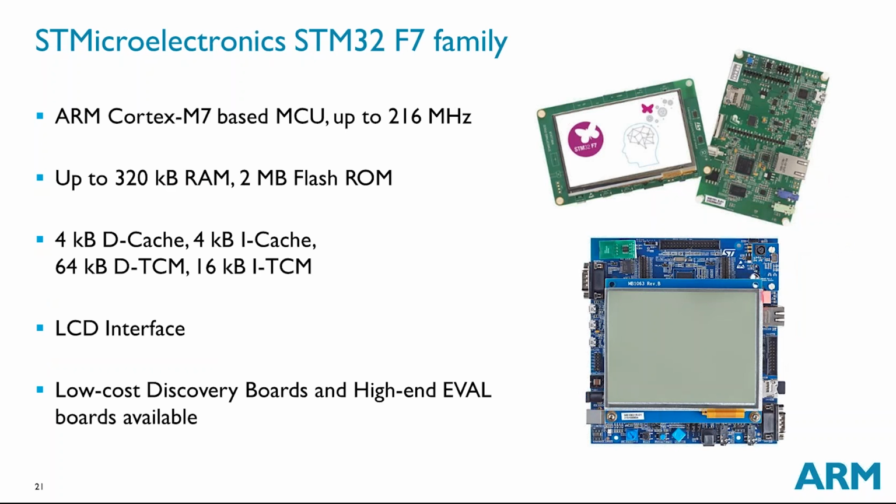I now want to show you the ARM Cortex-M7 MCUs that are currently available on the market. The first one is the STM32 F7 family, which is pin compatible with the STM32 F4 family, which is Cortex-M4 based, and is available with clock rates up to 216 megahertz, up to 2 megabytes flash memory and up to 320 kilobytes of RAM. It includes 4 kilobytes each of dedicated data and instruction caches, as well as 64 kilobytes of tightly coupled memory for data and 16 kilobytes for instructions.